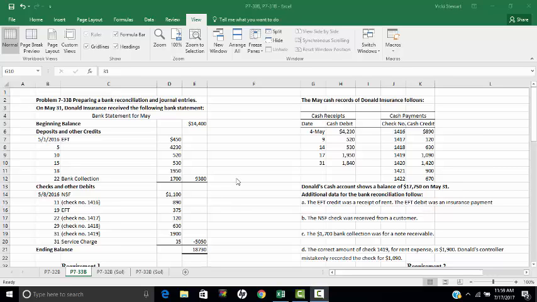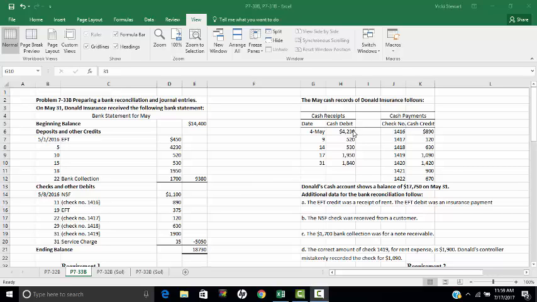So the first thing that we want to do whenever we are going to be working on the bank reconciliation is to first look to see which deposits or debits that we made in our cash records were not recorded by the bank on the bank statement, because those are going to be bank additions on the bank reconciliation.